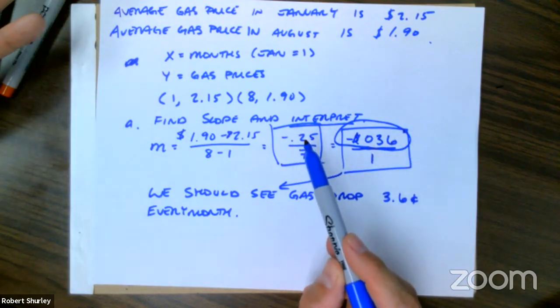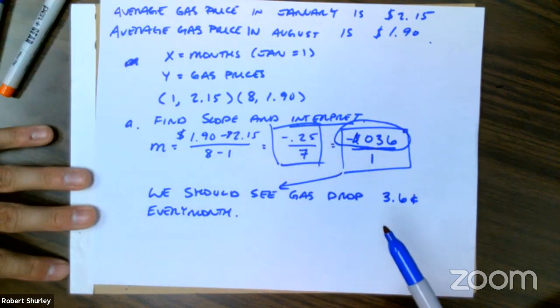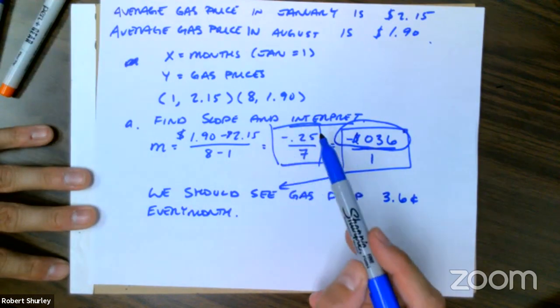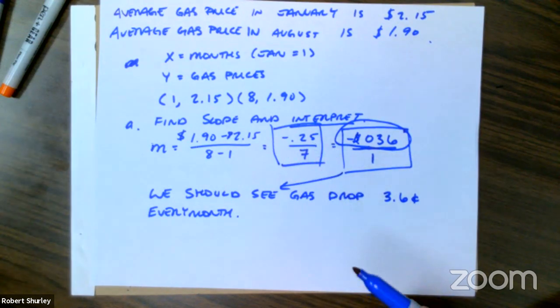Now that's the same as saying we should see it go down a quarter every 7 months. Okay, that's what the first box is saying. A quarter every 7 months. It's dropping on average a quarter every 7 months.